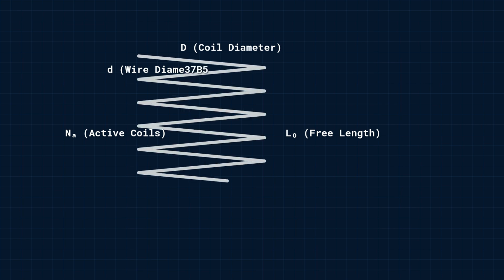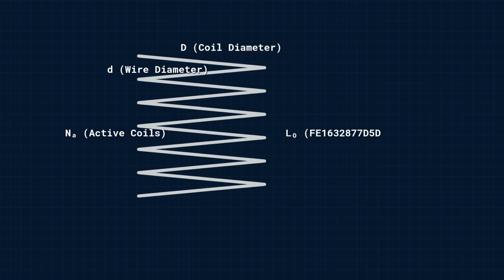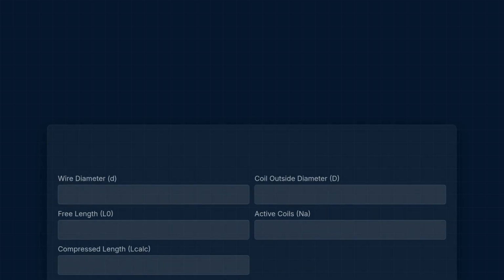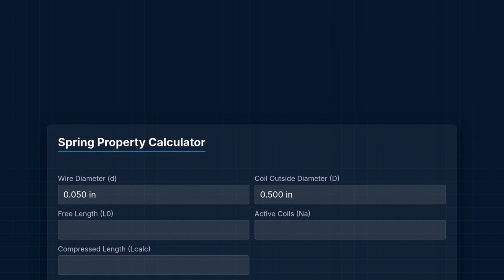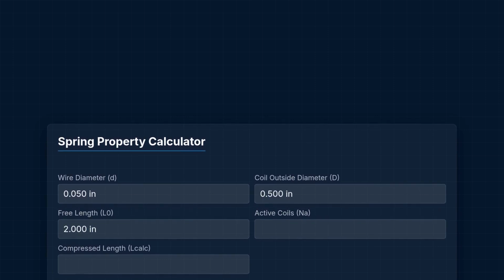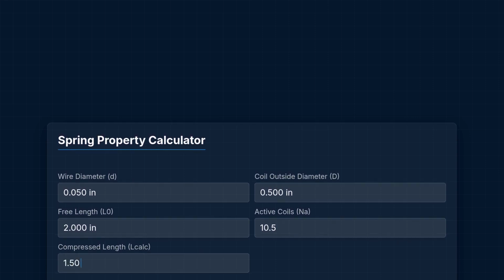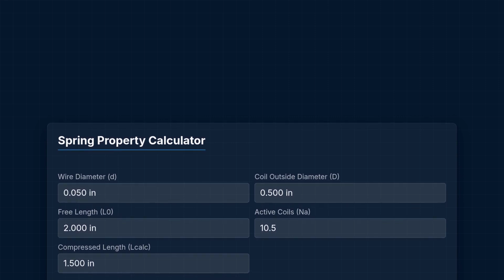Next, enter wire diameter d in inches, then coil outside diameter D in inches, followed by free length L0 in inches, active coils N sub A, and finally compressed length for force calc in inches. Here's our worked example. With wire diameter of 0.050 inches, coil outside diameter of 0.500 inches, free length of 2.000 inches, active coils of 10.5, and compressed length of 1.500 inches, clicking Calculate Spring Properties gives us three critical results.